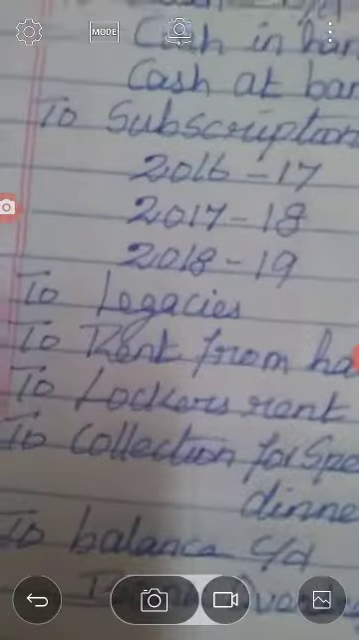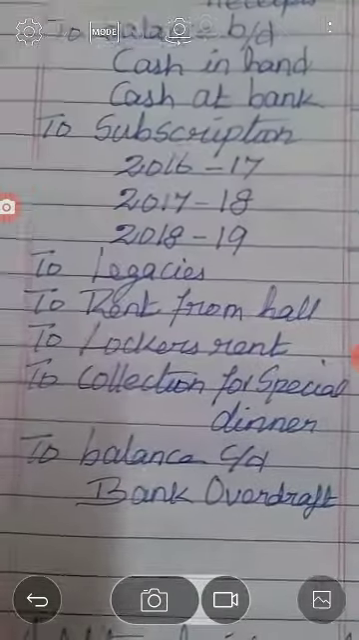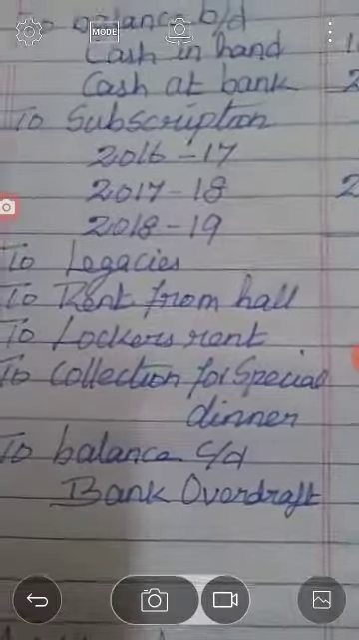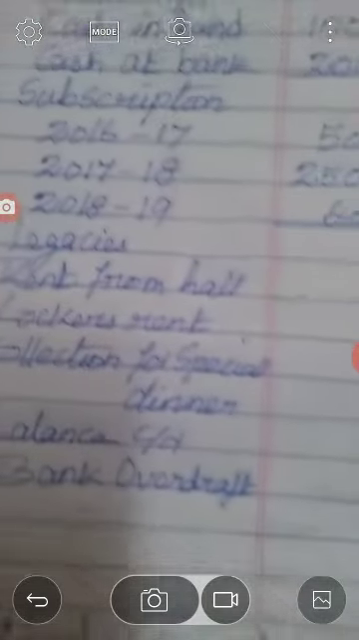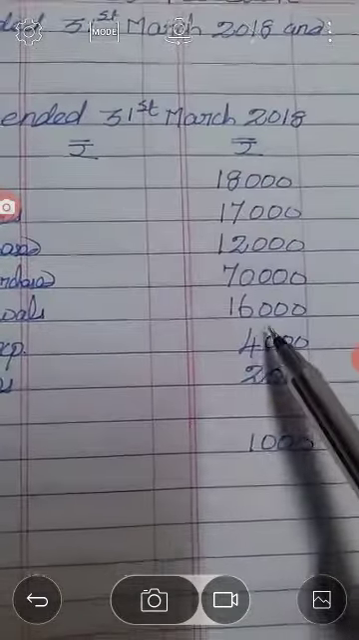The next one. What is next here? Legacy. So legacy is a donation. It should be shown on the liability side. Then rent from hall is an income. Locker rent is an income. Then collection of special dinner. Here they have collected 12,000. Here there are special dinner expenses, which is 4,000.